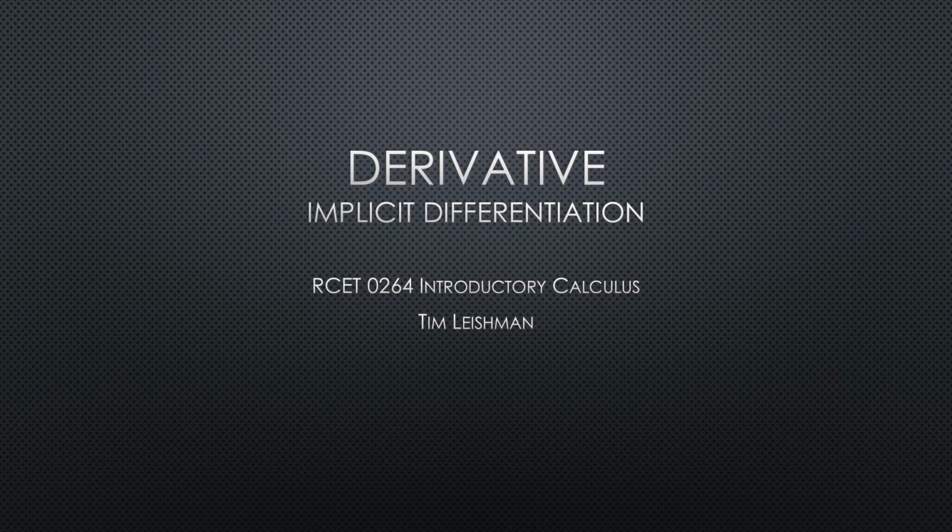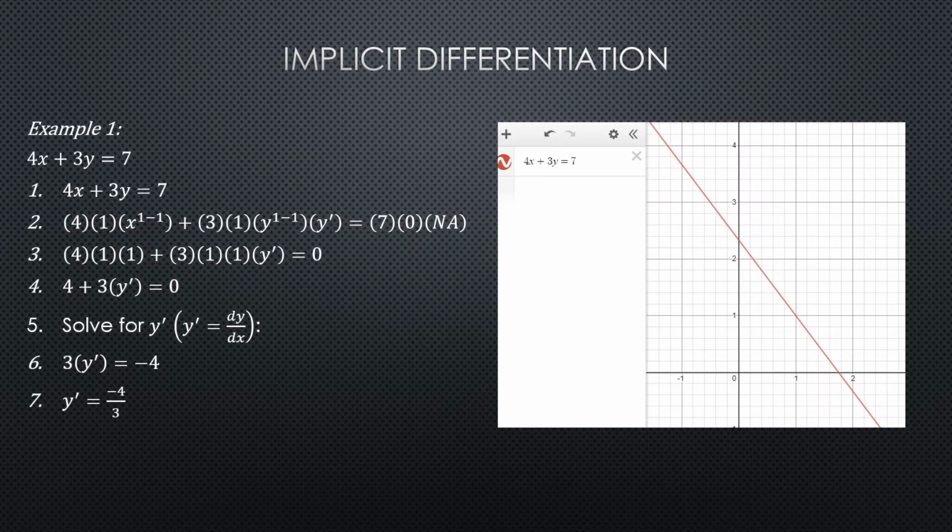Welcome to implicit differentiation. All right, so example number 1: 4x plus 3y equals 7.